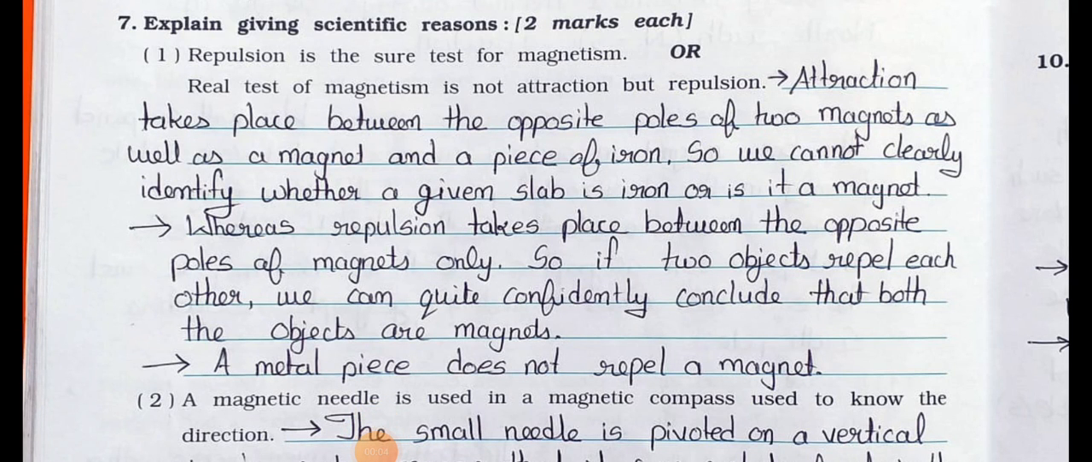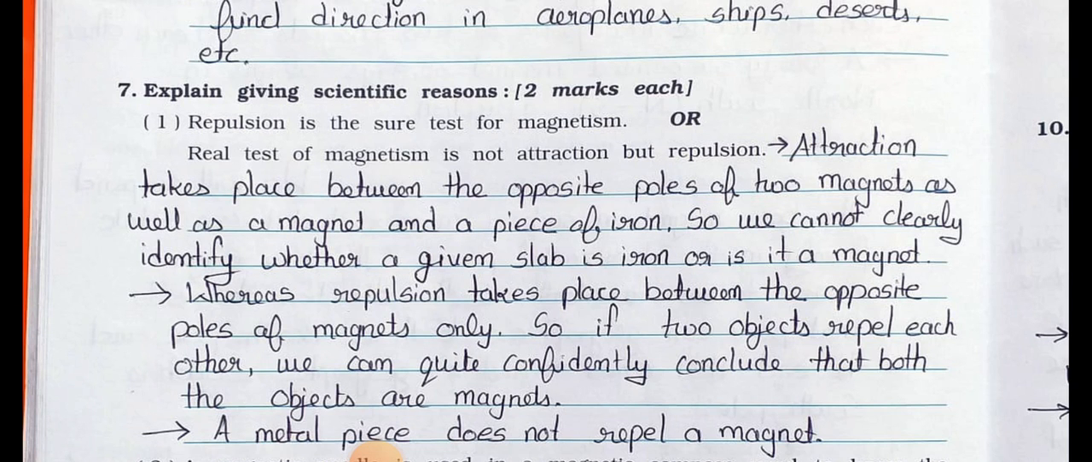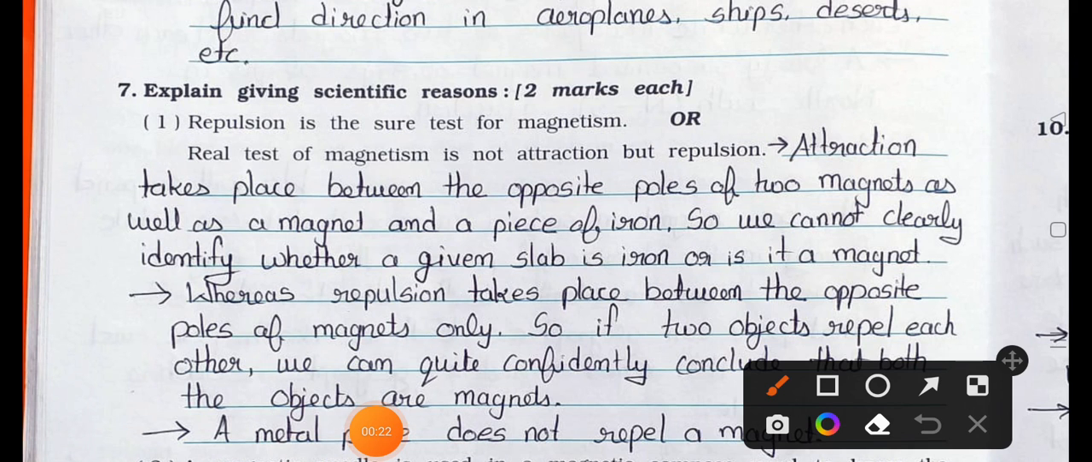Today we'll see Standard 6 subject Science, chapter number 13. Chapter name is Fun with Magnets. Today we'll see part 3. In the previous video we have seen part 2, up to question 6. Today we'll see question 7.